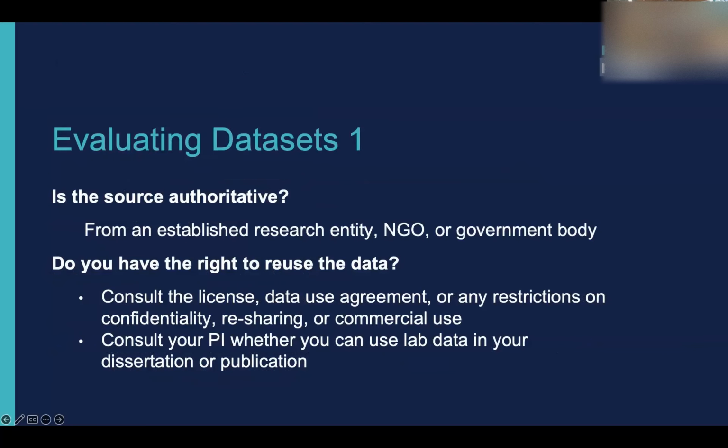Okay, so what are you looking for when you think you found a data set? How do you know if it's any good? Well, is the source authoritative? An established research entity, an NGO, a government body. If you haven't heard of them before, don't just say I've never heard of them; do a little bit more research than that. But that's one red flag. Some NGOs might be more established than others. Red Cross data has a long history. That's going to be a little more authoritative than some other NGO that started last month.